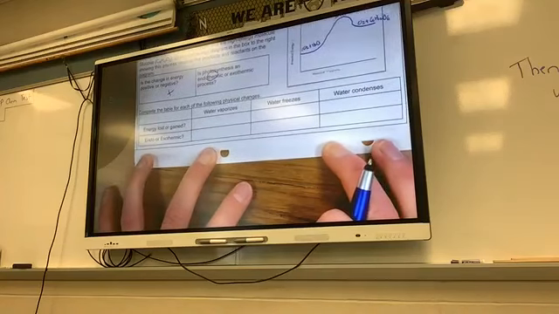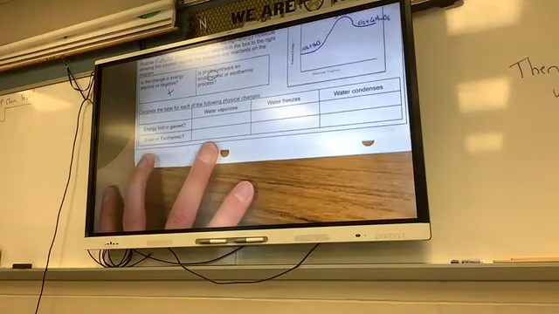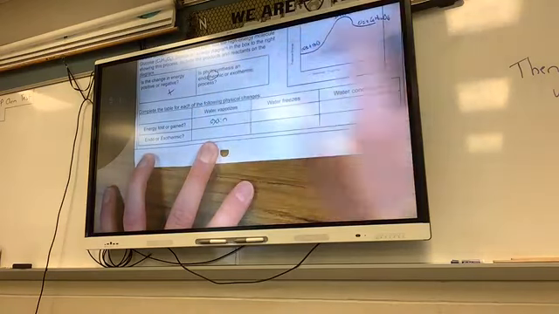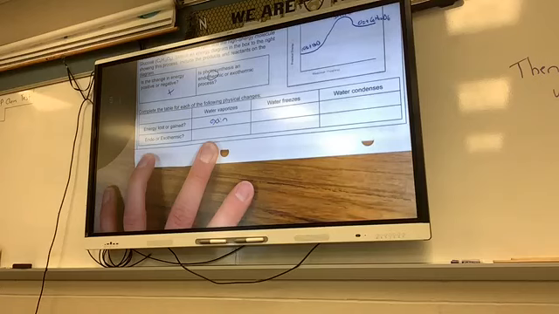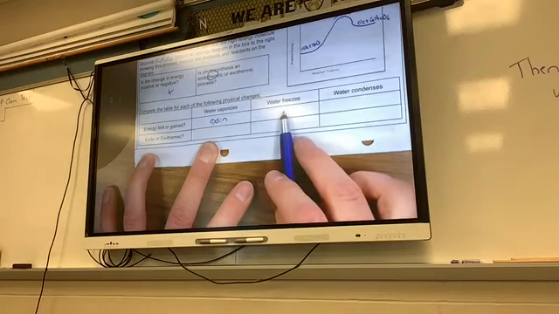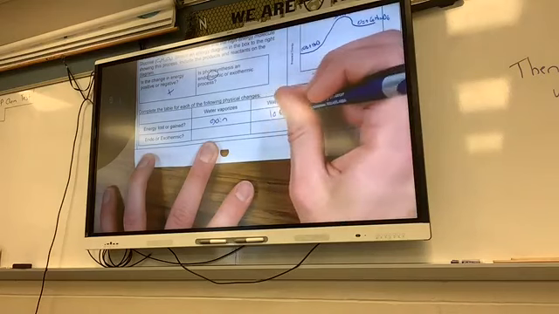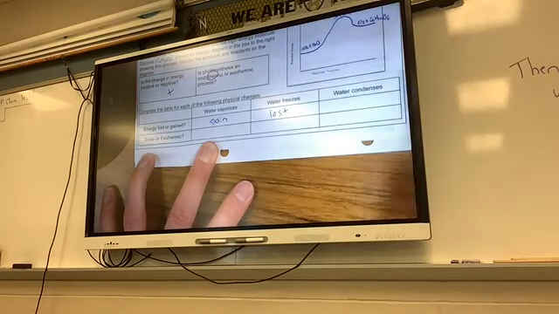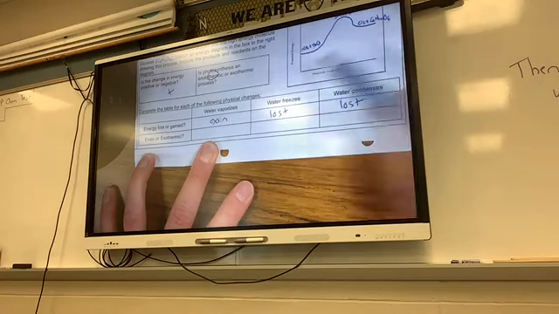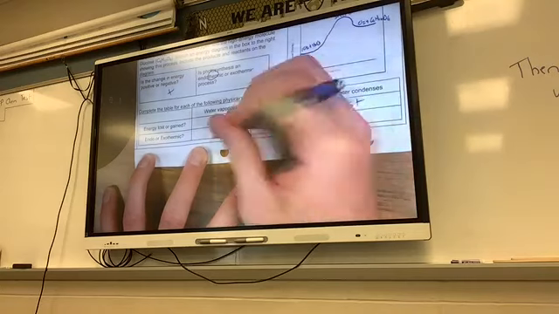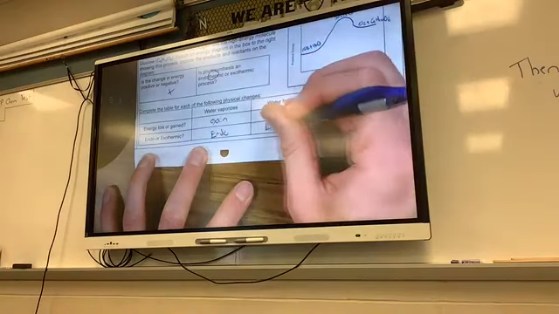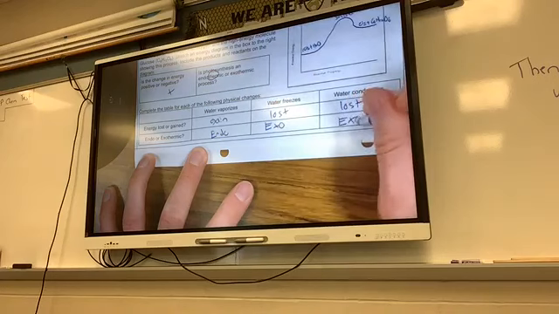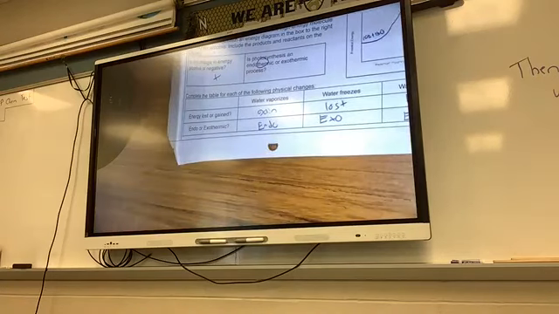Complete the table for each of the following physical changes. Energy lost or gained. Water vaporizes. Lost. In order to make water evaporate, you have to put energy in. Water freezes. Lost. Water condenses. Lost. Right? Endo or exothermic? Endo. Exo. Exo. Flip the page.